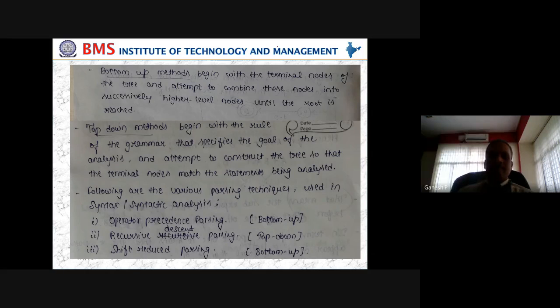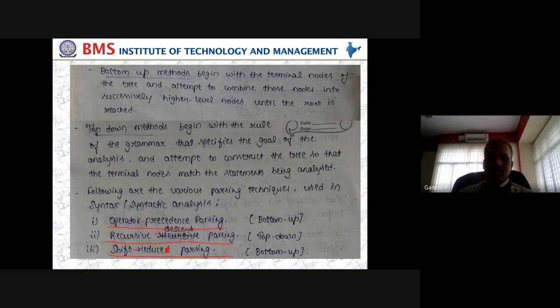There are three methods used as far as syntax analysis or parsing is concerned. The first one is operator precedence parsing. Then we have recursive descent parsing. The third one is shift reduce parsing. It is better to have a hyphen here: operator precedence parsing, recursive descent parsing, and shift-reduce parsing. They are not separate words. They have been coined such that there is some meaning behind each of these names.